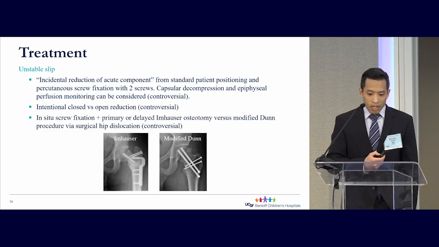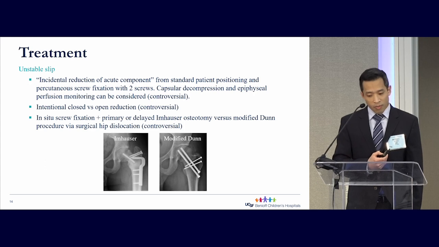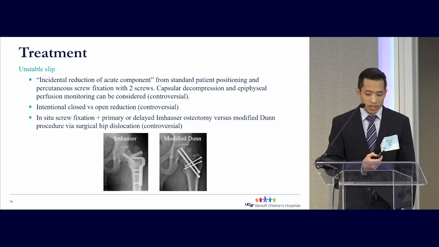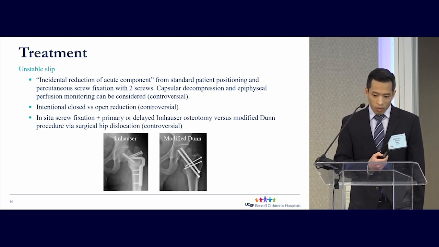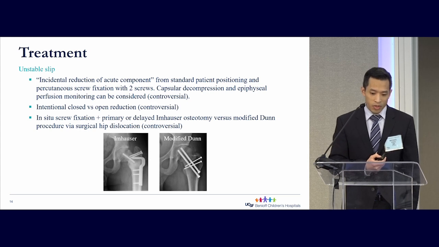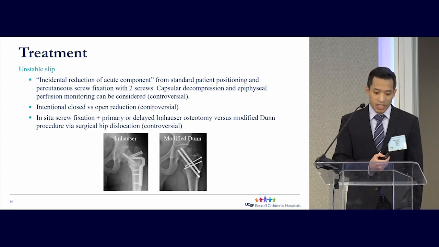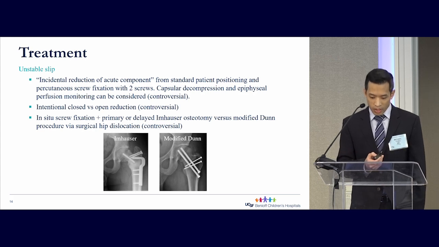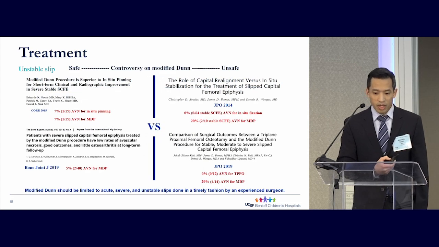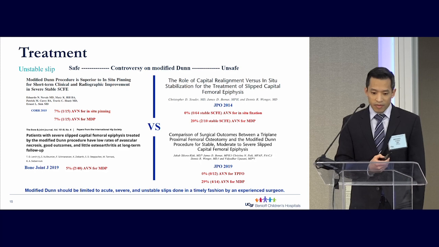And then more powerful techniques have been described, and these are more invasive. These include the in situ screw fixation, followed by either a primary or delayed Imhauser osteotomy, which is a flexion, abduction, internal rotation osteotomy to correct the slip deformity, or the modified Dunn procedure, which is a subcapital reduction of the epiphysis back onto the metaphysis in acute fashion via surgical hip dislocation approach. Both of these are relatively controversial. And it's controversial because of the risk of causing iatrogenic AVN of the femoral head.